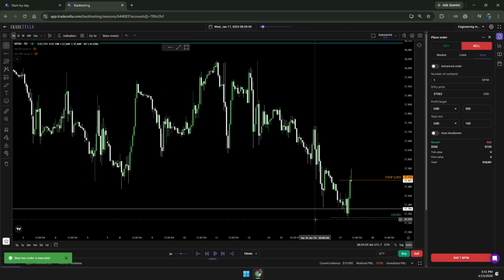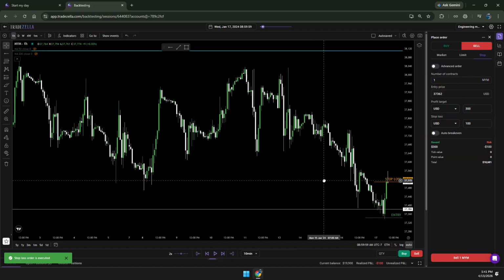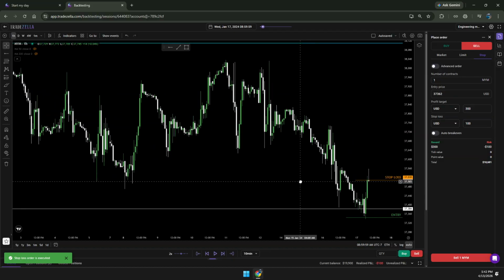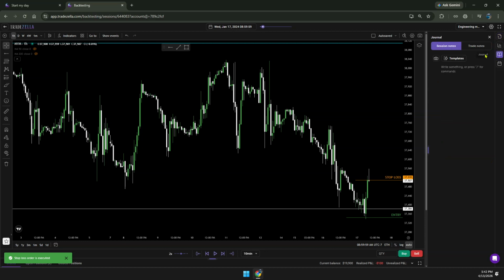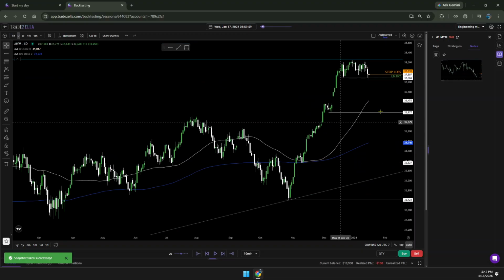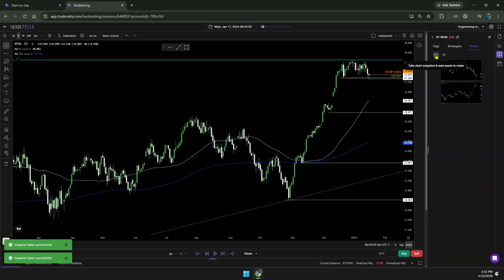And I can see by just looking at this that I was stopped out. So I come in here, trade notes, and I want to take a screenshot of the 1 hour. Because I do my setups in the daily, I want to see what I was looking at on the daily and take my screenshot on the daily.